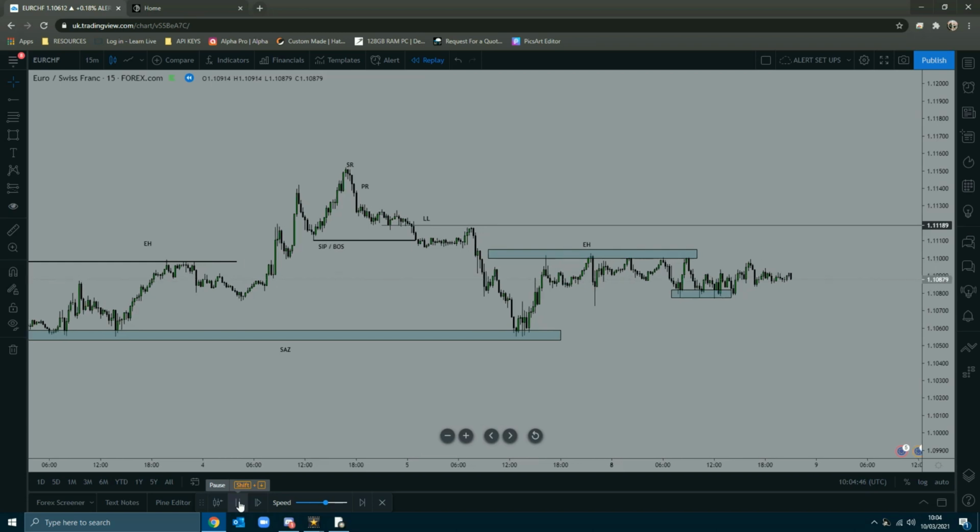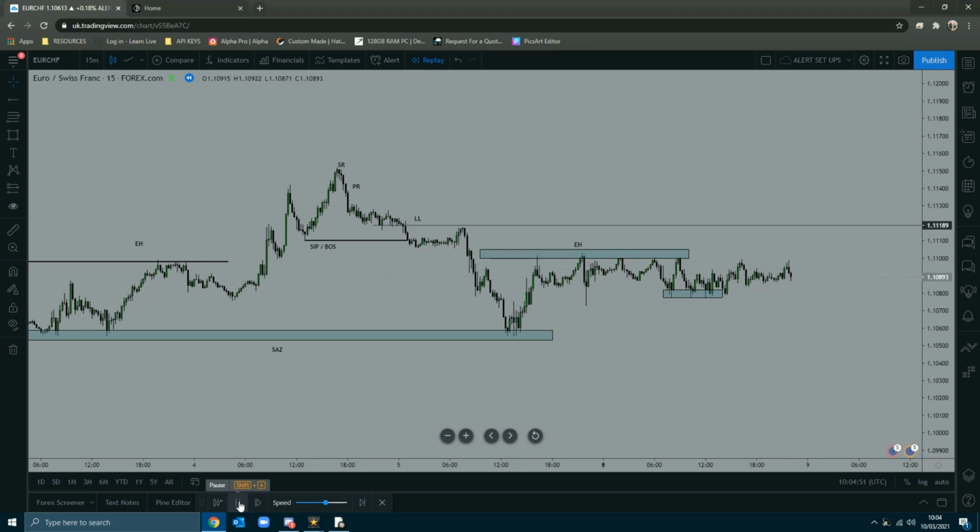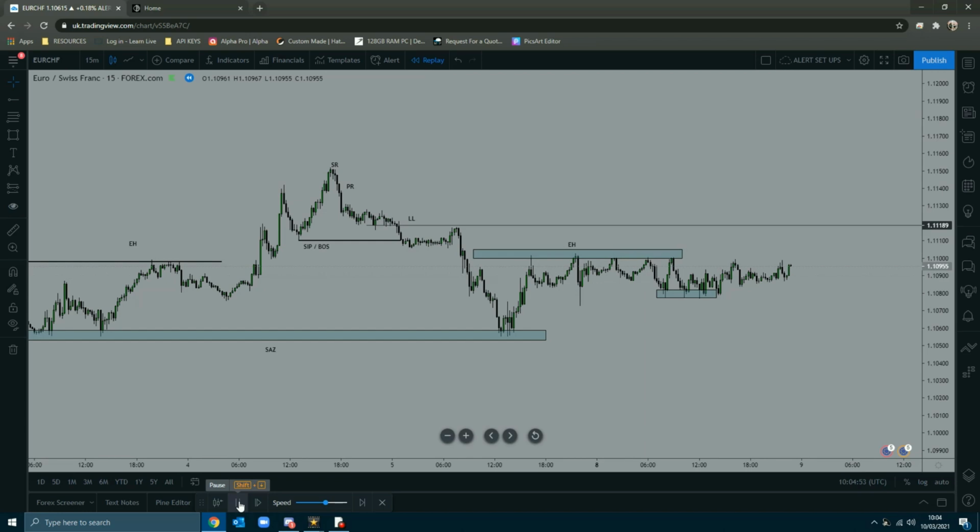Okay, I appreciate the chart is scrunched up a little bit. I know the candles are a little bit small, but I need to try and keep it all in the picture so you guys can see what's happening.